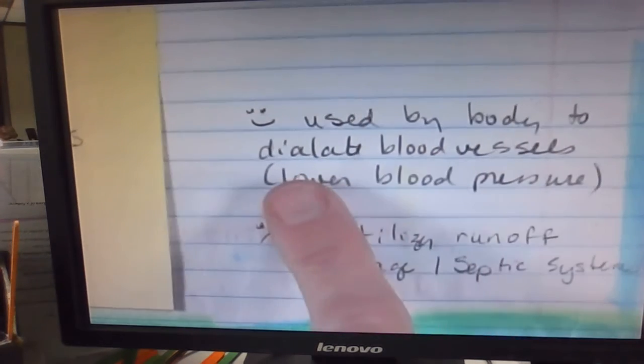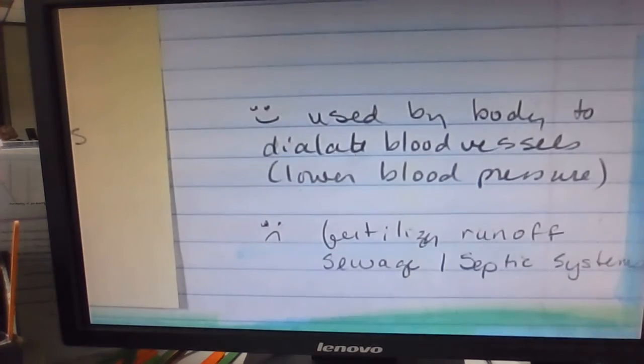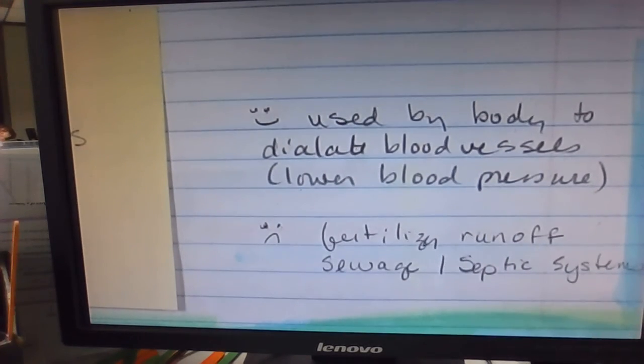So nitrates are used by the body to dilate blood vessels and lower our blood pressure. But they can be part of the problem if they're not processed correctly in fertilizers and in waste products. Nitrates are bad for the environment because they can be part of the pollutants in fertilizer runoff. And if it's left untreated in sewage and septic systems, then they can pollute the environment.